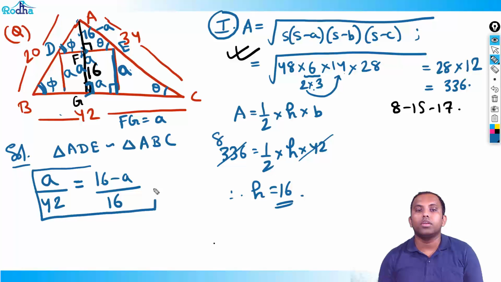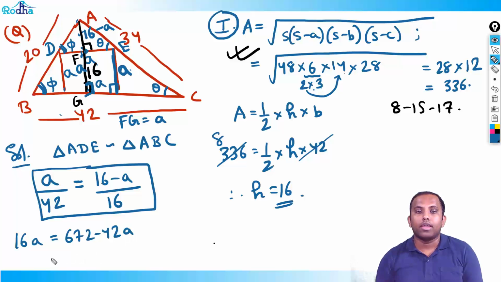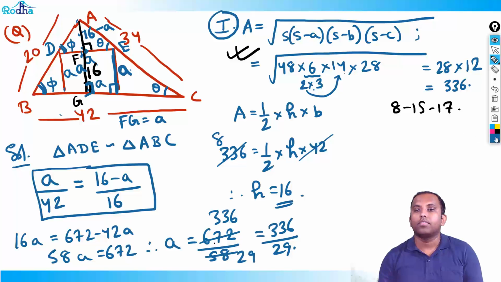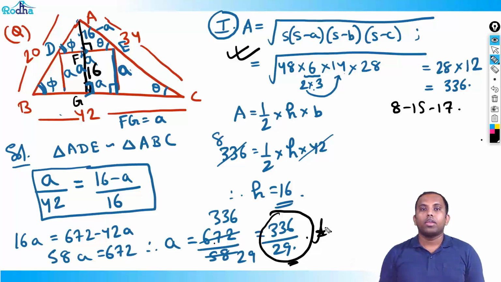It's a super question. I can get the value of A from here. 16A is equal to 42 into 16, right? 420 plus 252, that is 672. 672 minus 42A. 42A, right? That means 58A is equal to 672. Therefore, A is equal to 672 by 58. Okay, that is 336 by 29. So answer is what? 336 by 29. This is the answer for this question. What is the value of A? 336 by 29. Okay, so very nice question.